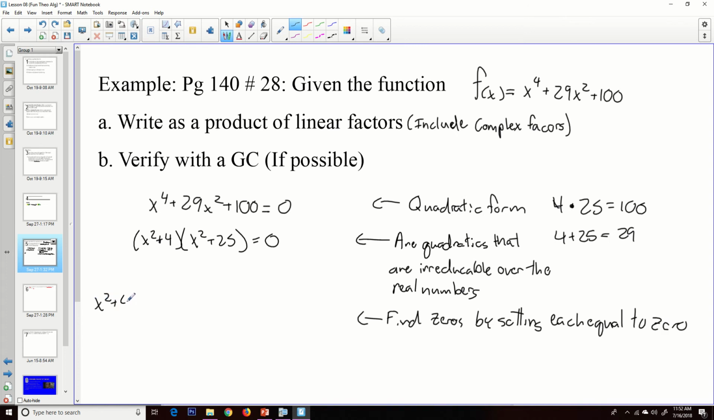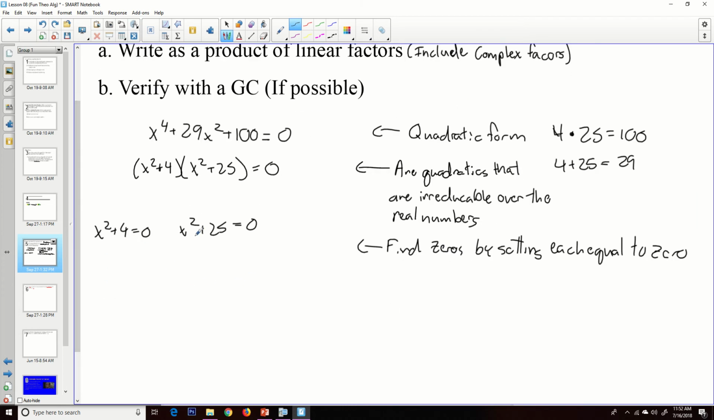So x squared plus 4 equals 0, and x squared plus 25 equals 0. Now you'll notice that there is no linear term in either of these two factors. And so you could use the quadratic formula, but I'm not going to, simply because there's no linear term and the leading coefficient's 1. So we'll go x squared equals -4 and x squared equals -25. x will equal plus or minus the square root of -4, and plus or minus the square root of -25.